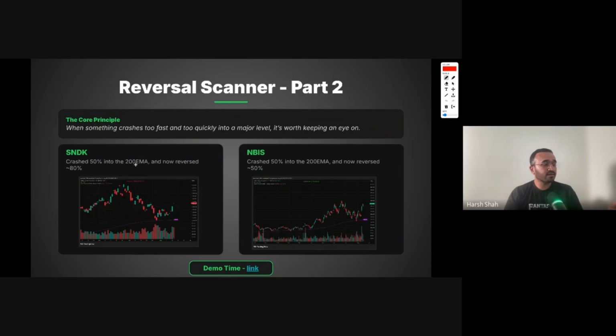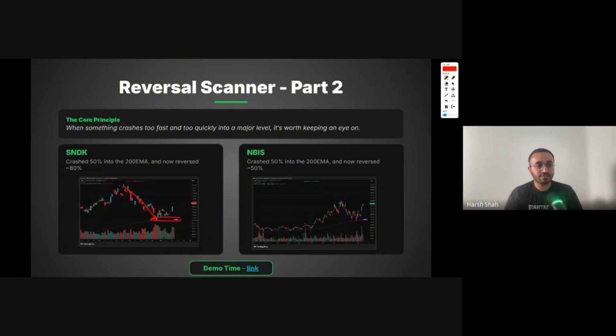For this, I think I recently shared this as well. When SanDisk and NBIS crashed crazily in the semis sell-off, I think early end of July, dropped from 2,300 all the way to $1,000, and everyone was scared. I also didn't know what to do, but my scanner flagged that SanDisk is coming to a good level, which is the 200 EMA, and I was aware of it.